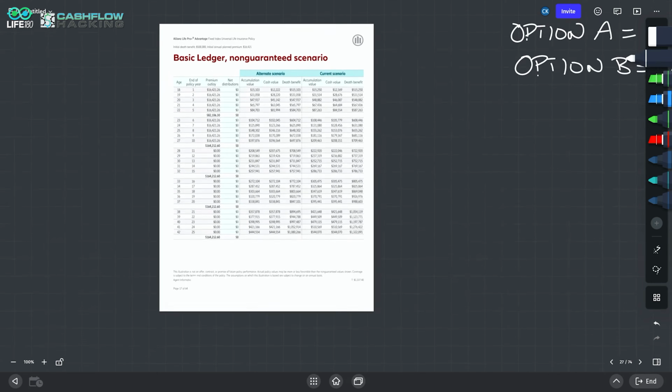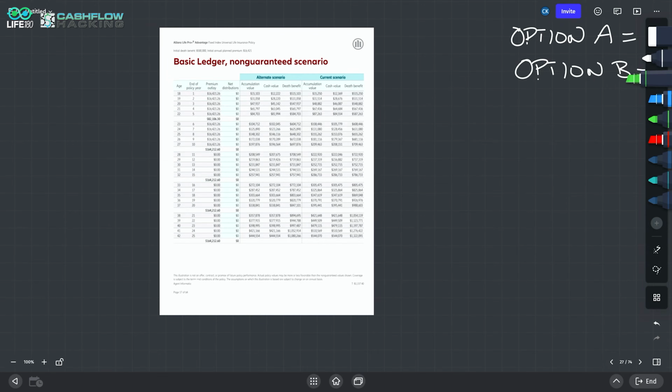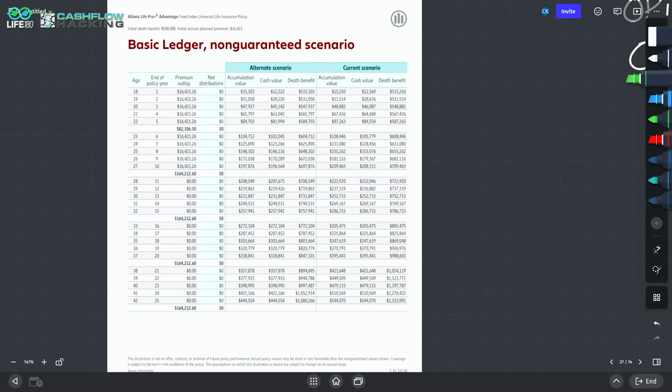So now I have this illustration. I've done big reviews on this illustration before. This is the Allianz Pro Plus Advantage. I'm not gonna break down all the things I think about the illustration as a whole. I just wanna use this as an example to show what is what here. You can see this is a poorly designed policy in a lot of ways, but you can see here that you have $15,250 and then the death benefit is $515,250. As the cash value goes up, so does the death benefit.